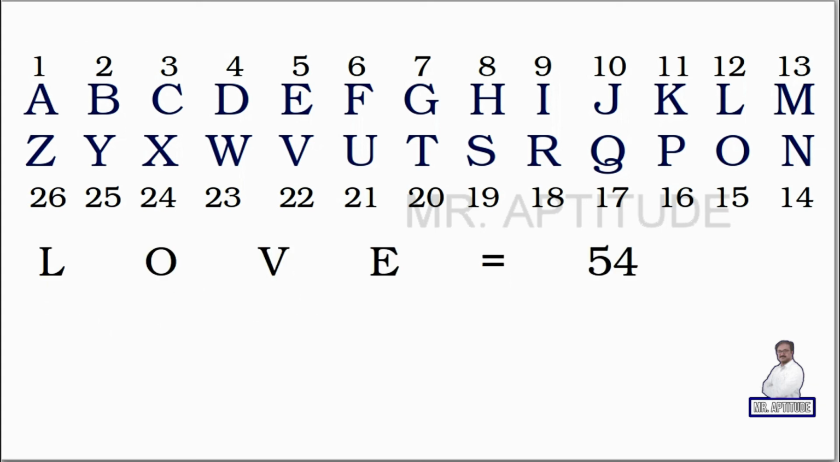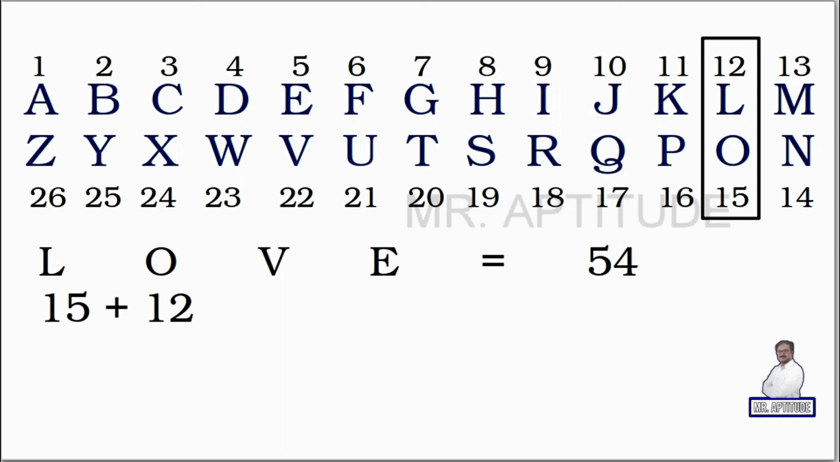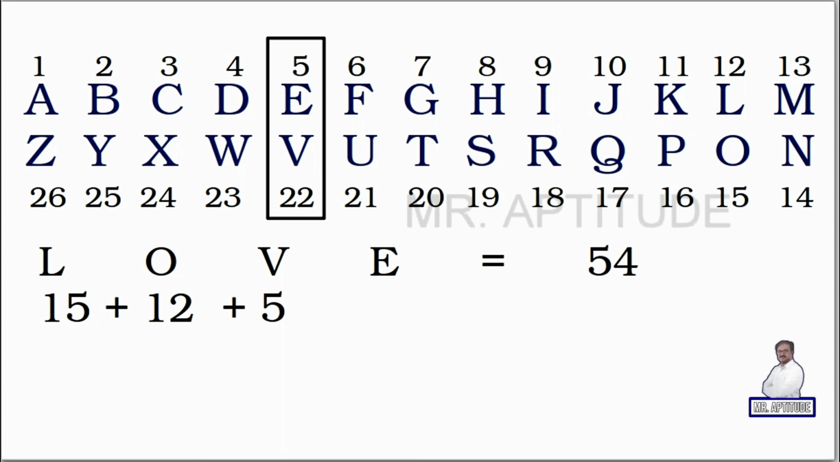Let us look at this word, love. L and O are opposite letters. Instead of L, I have to write 15. Instead of O, I have to write 12. Instead of V, we have to write 5. Instead of E, we have to write 22. Sum of all these things gives you 54.